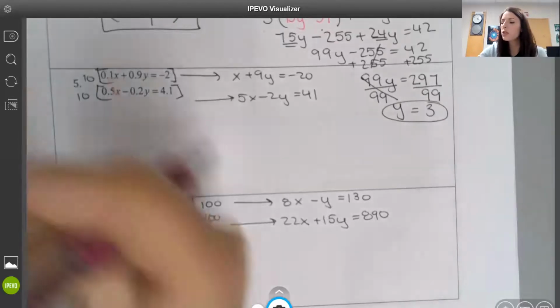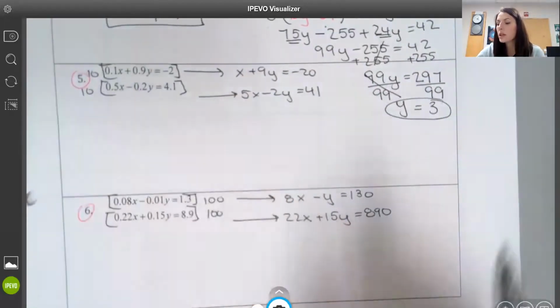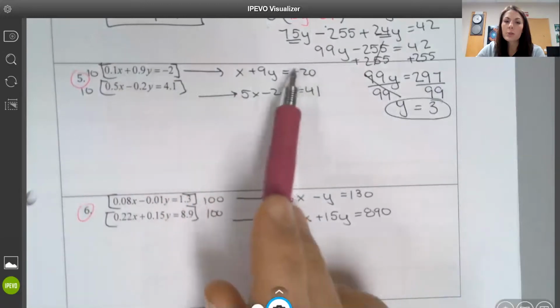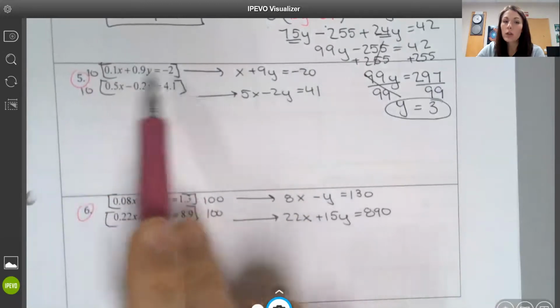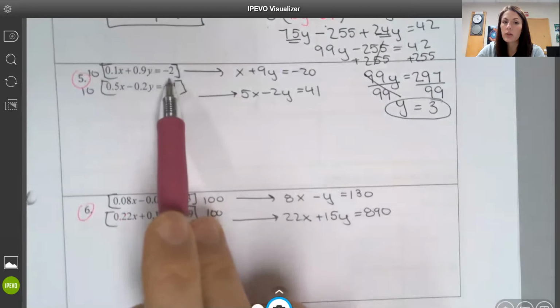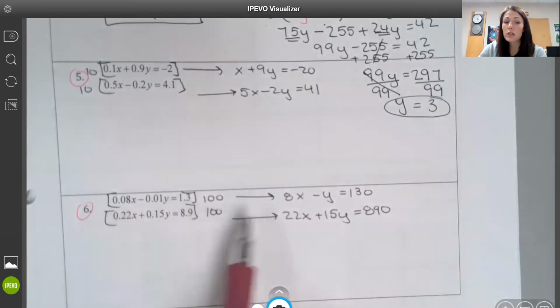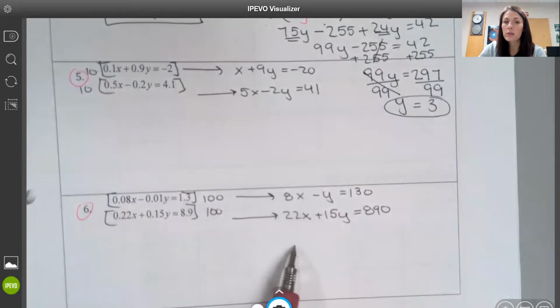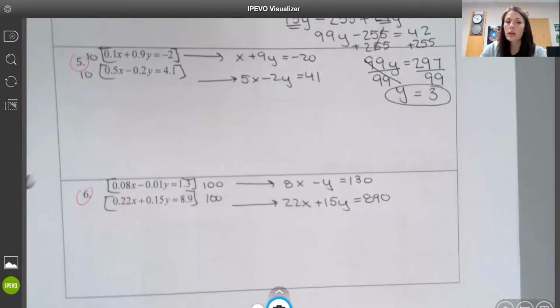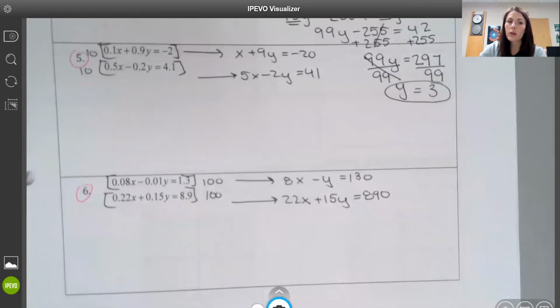Okay, so just real quick, check your systems on 5 and 6. On 5, I multiplied both equations by 10. Make sure you multiply all of the terms by 10, so like don't leave out that -2, becomes -20. And on 6, I had to multiply by 100 to clear my fractions, and there's my revised system. Okay, so again, I want you to pause the video and then go ahead and solve these two systems.